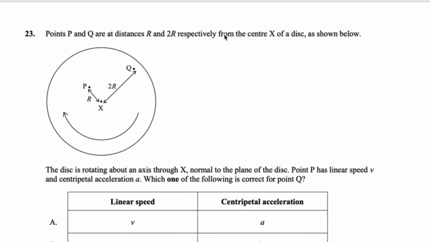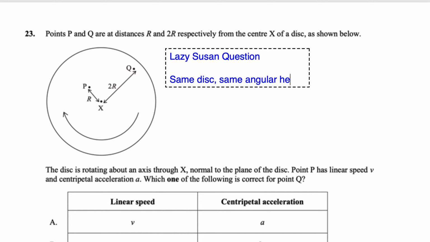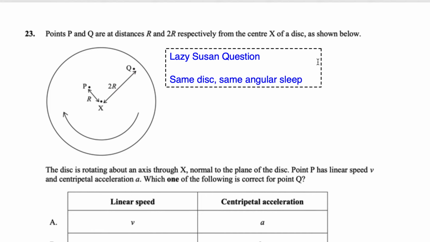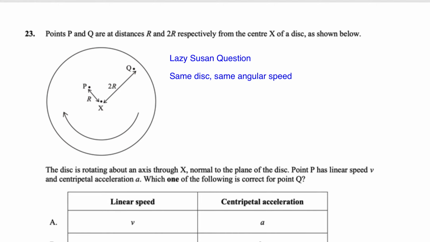Then question 23, that is our lazy Susan question. This is a lazy Susan question. Exactly the same disk, with the same angular speed. And they ask you to compare the linear speed and centripetal acceleration.